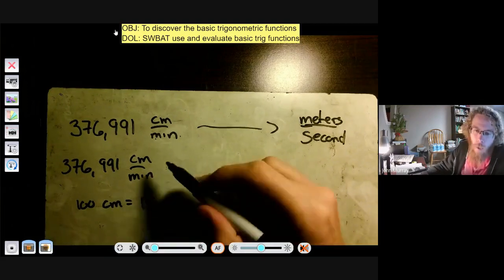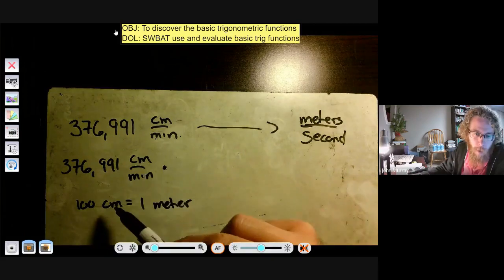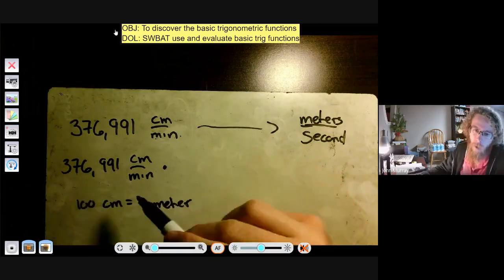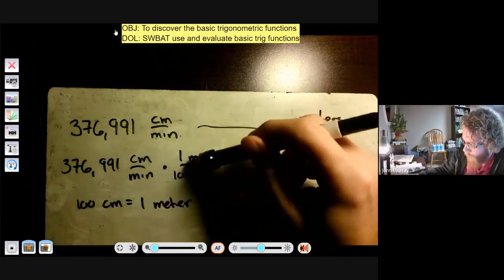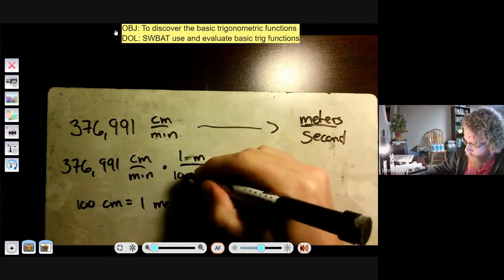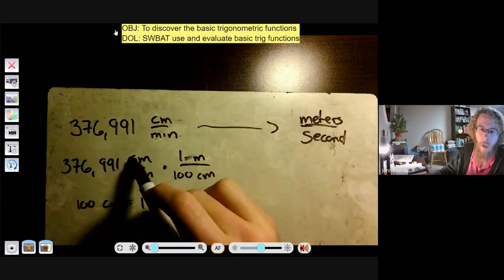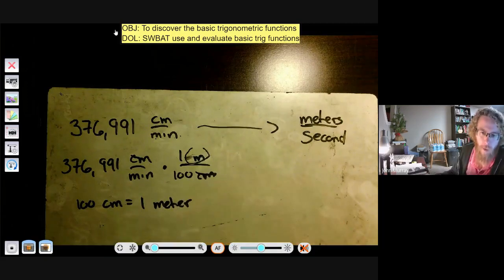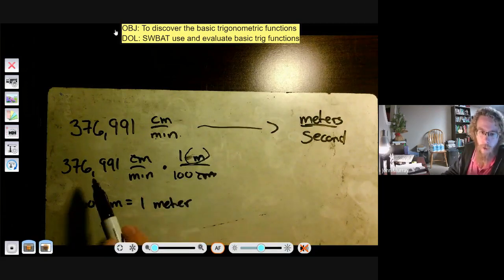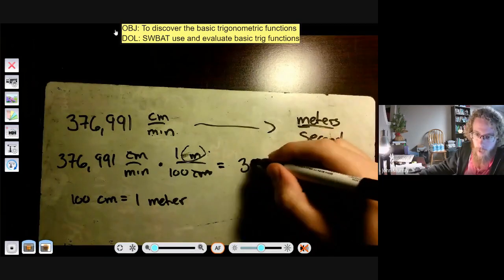So how do I change that here? What I'm going to do is set up a proportion where the centimeter units eliminate each other. So I'm going to put 1 minute over, 1 meter over 100 centimeters. Now when I multiply these two, it eliminates the centimeter part, and all I'm left with is meters over minutes, right? So what this is telling me to do is divide this by 100. That's pretty simple. All I have to do is move the decimal place over.